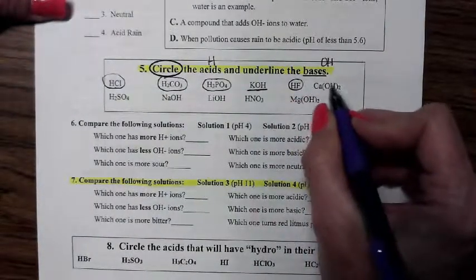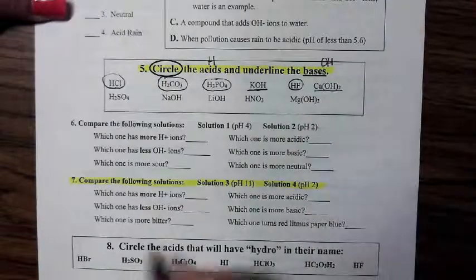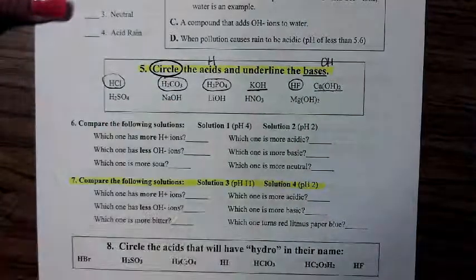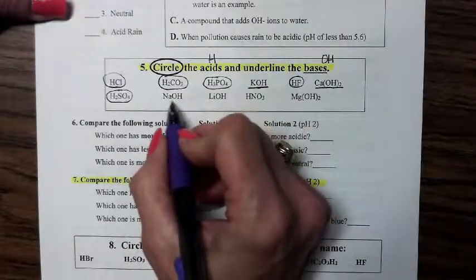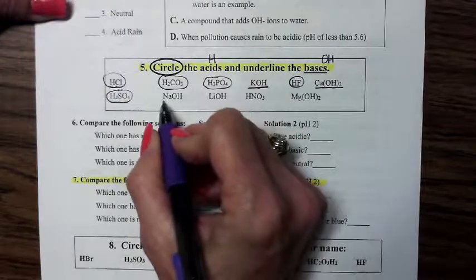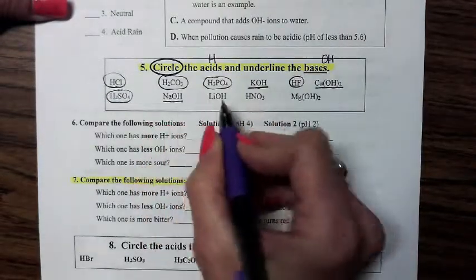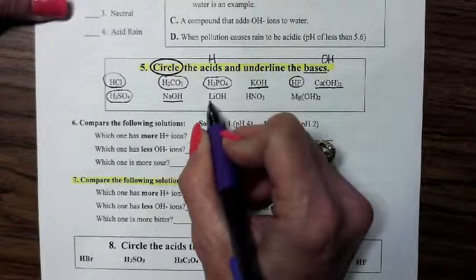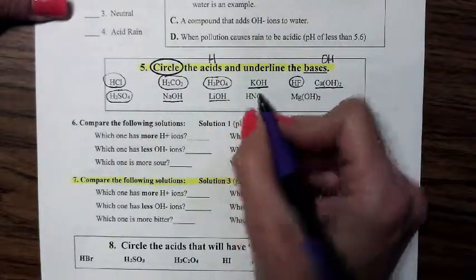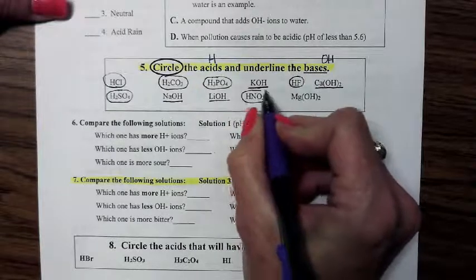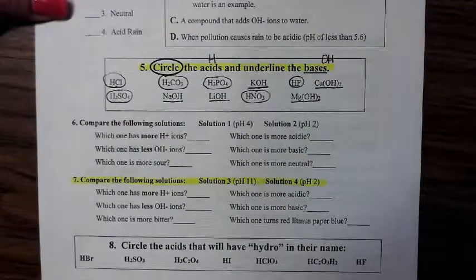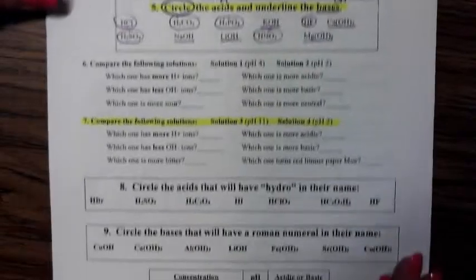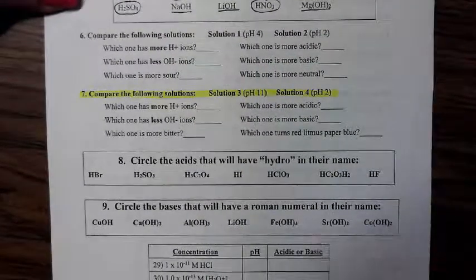CaOH, there's my OH, so that must be a base. H2SO4, there's my hydrogen, so that is an acid. NaOH, there's my OH, so that is a base. LiOH, another base. HNO3, acid. MgOH2, so there's my last base. So that's how you tell if something's an acid or a base. That's an Arrhenius definition.